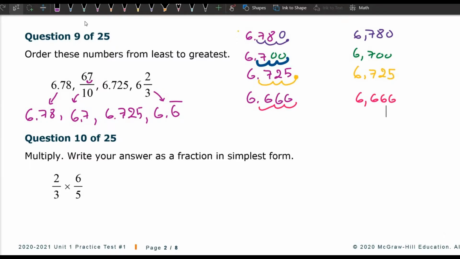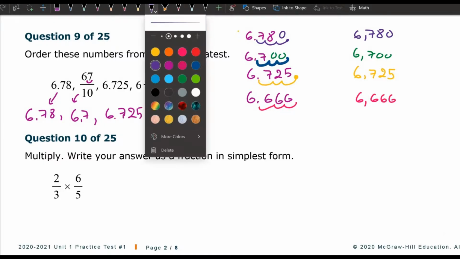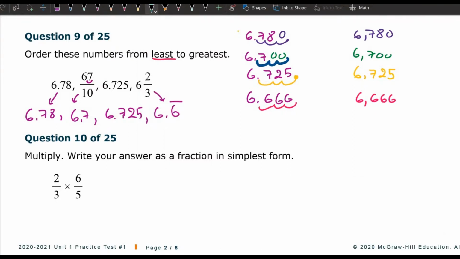Now, since all the numbers are whole numbers, it's easier to compare to know which one is the smallest and which one is the largest. They say from least to greatest, so we start from the smallest number first. The smallest number here is 6,666. Then the second place will be 6,700. The third place is 6,725. And the last is 6,780. Okay, so perfect. But this one is not the final answer.